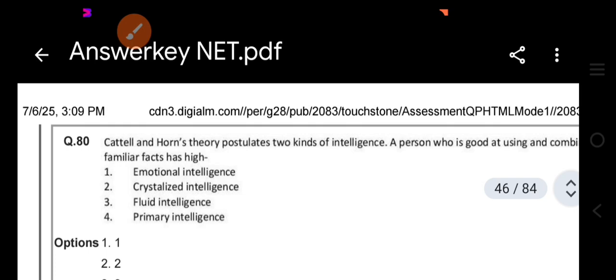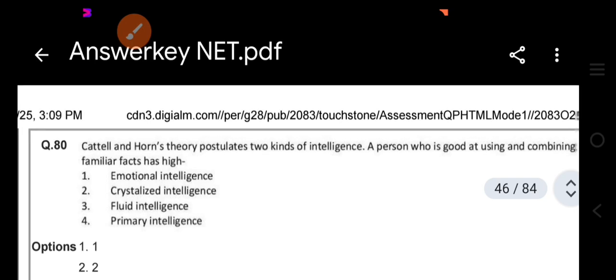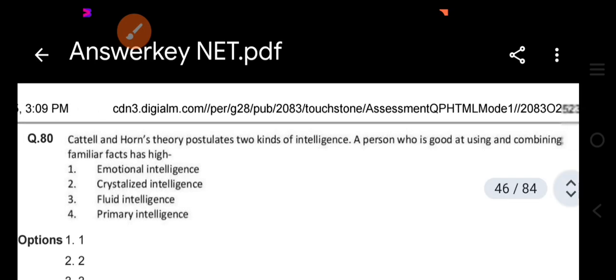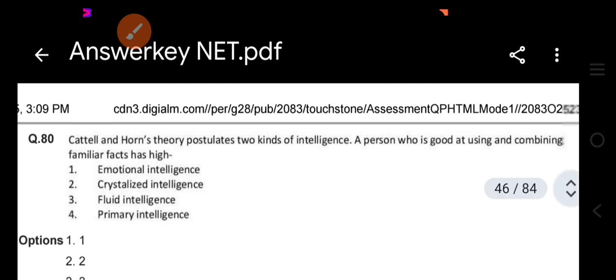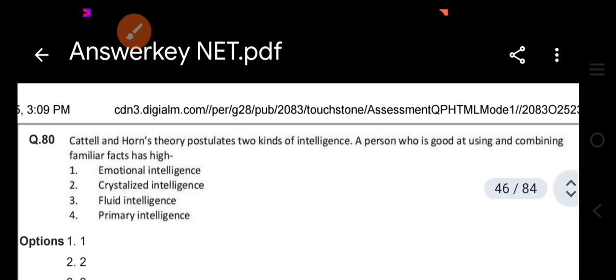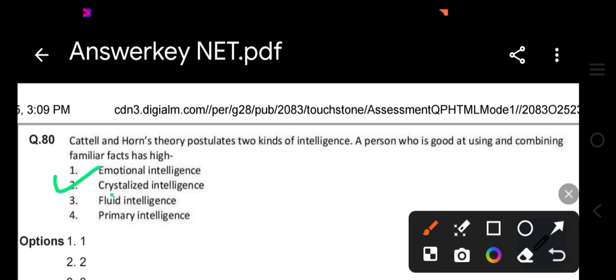Now they are asking: the theory postulates two kinds of intelligence. A person who is good at using and combining familiar facts is high in crystallized intelligence. Cattell gave crystallized and fluid intelligence. Crystallized intelligence means the person is good at using past experiences, understanding the facts and connecting those facts. So you can easily understand crystallized intelligence.